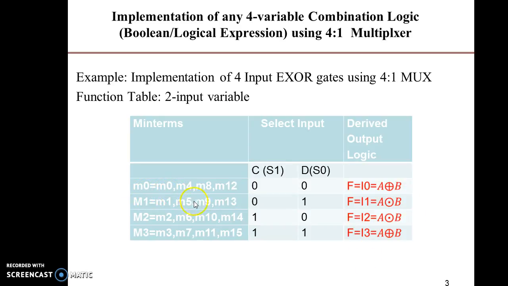So here I can generate this logic by merging minterms 0, 4, 8, 12 and generating one minterm. Similarly, for merging minterms 1, 5, 9, 13, I can generate another minterm. For that minterms, we know that C and D variable will be 0 0. For all these minterms 1, 5, 9, 13, C and D variable will be 0 1. Minterms 2, 6, 10, 14, C and D variable is 1 0.